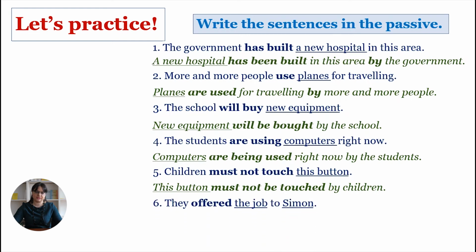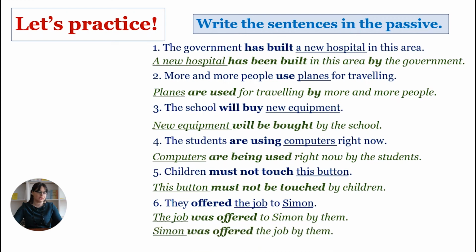They offered the job to Simon. Look attentively at this sentence. We have two objects. When we have two objects in the active sentence, we can have two passive sentences. The first one, the job was offered to Simon by them. And the second passive sentence will start with Simon. Simon was offered the job by them.